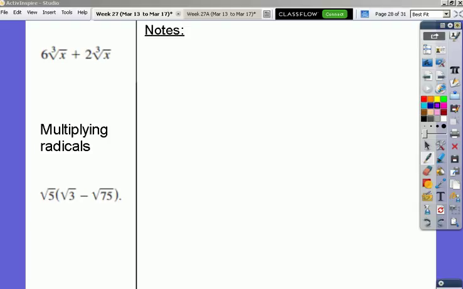Like radicals. So what do I get? 8. 8 cube root 3. Yep. 8 cube root.